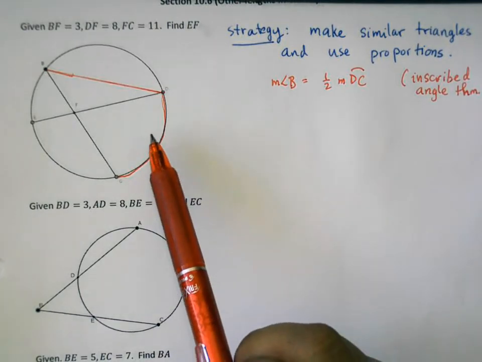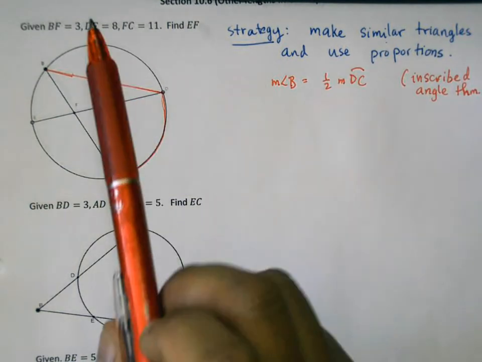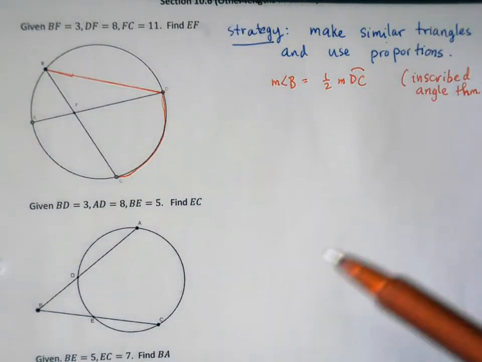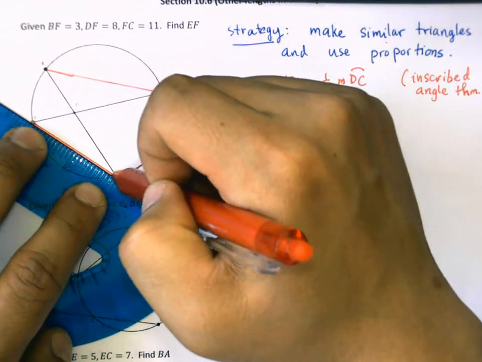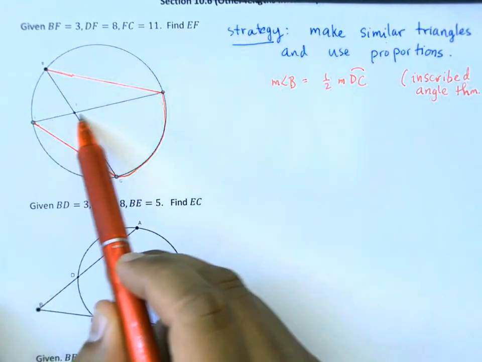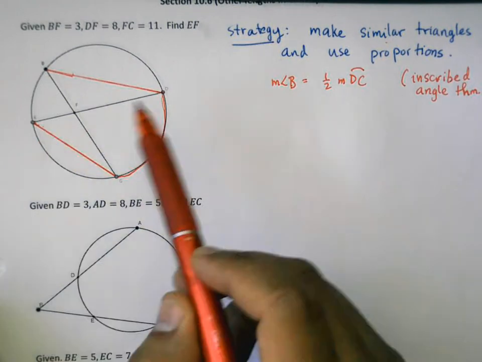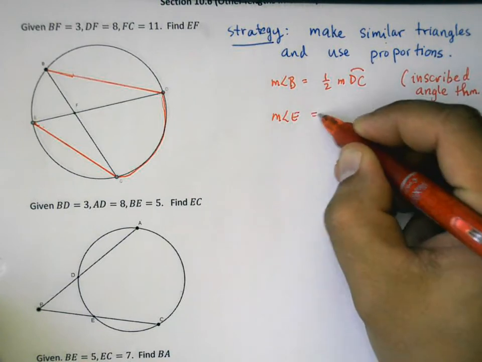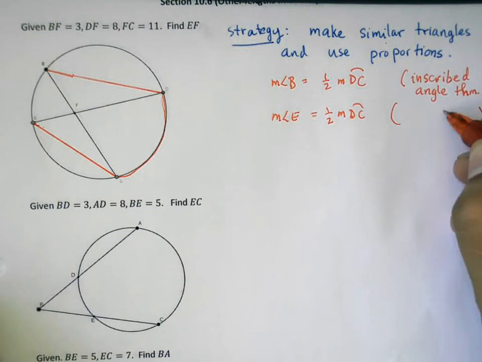Now, since we're going to deal with similar triangles, we need to find angles that are congruent, and you want to find another angle that is also congruent to angle B. Well, that's not too difficult to construct, because if I make this connection here, you see that angle E is an inscribed angle and it intercepts arc DC. So the measure of angle E is also equal to 1/2 the measure of arc DC, for the exact same reason as above.